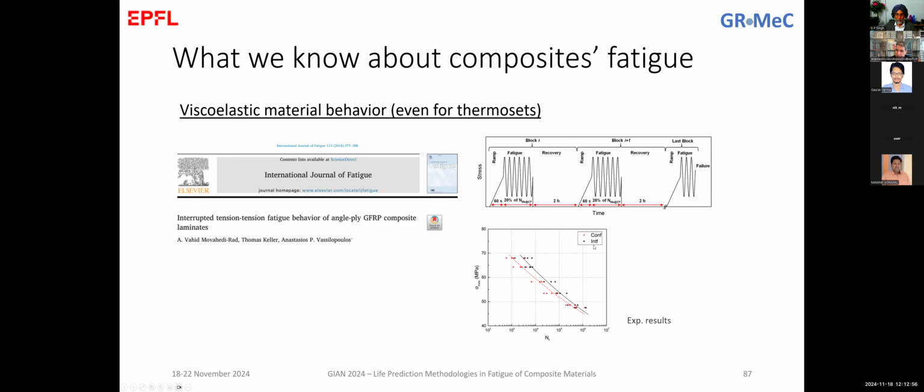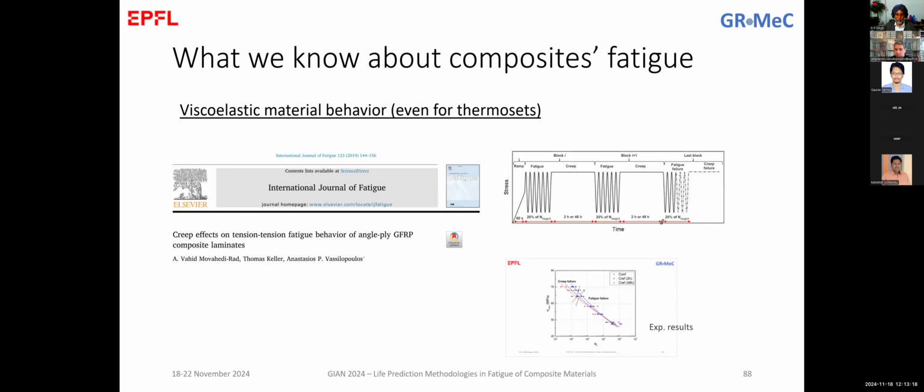When we are interrupting the loading, the black curve here is the curve corresponding to the interrupted loading, the red curve corresponding to the continuous loading. So we see that this interruption helps the material to recover and actually increases the fatigue life of the material by a certain amount.